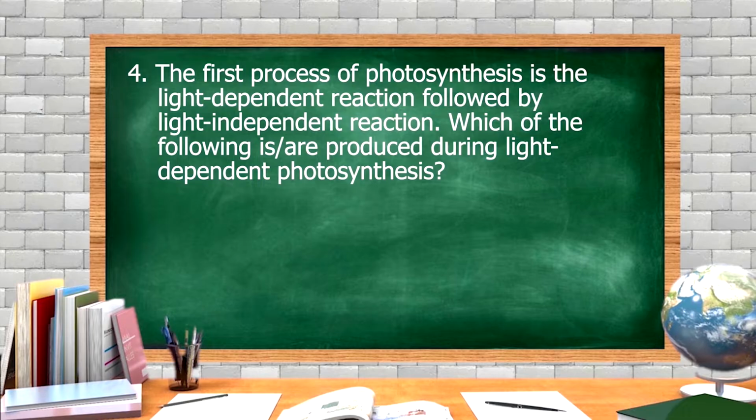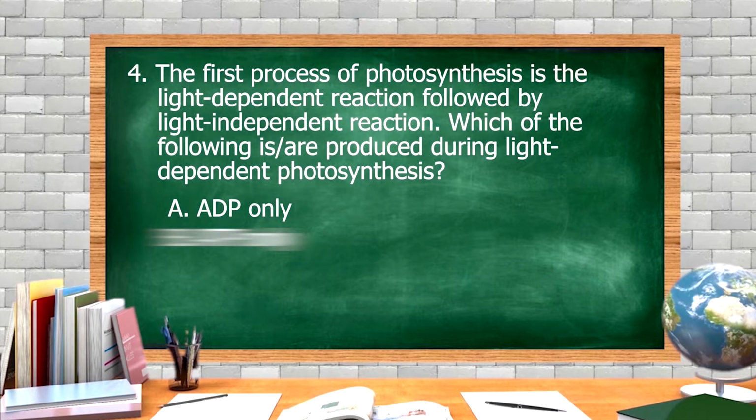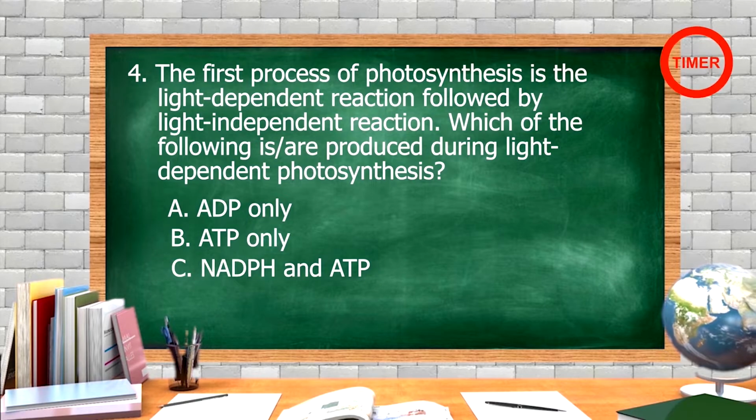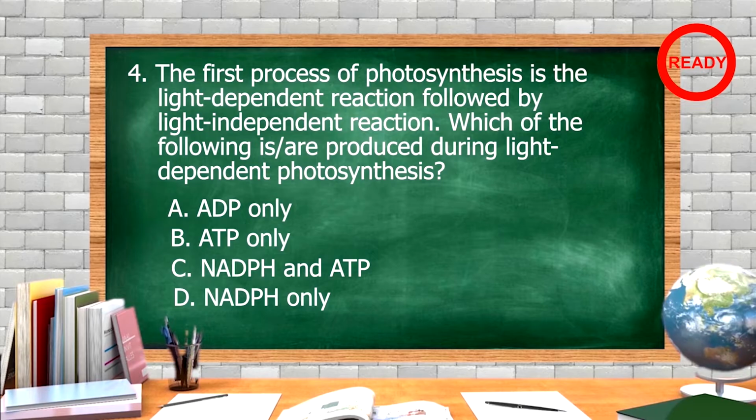Question 4. The first process of photosynthesis is the light-dependent reaction, followed by light-independent reaction. Which of the following is produced during light-dependent photosynthesis? A. ADP only. B. ATP only. C. NADPH and ATP. D. NADPH only.